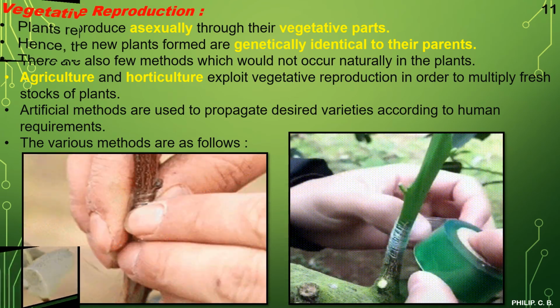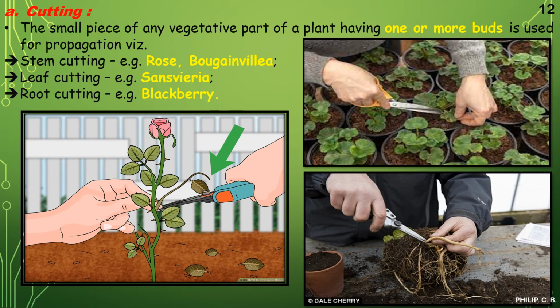Now coming to the individual types, first is cutting. A small piece of any vegetative part of a plant having one or more buds is used for propagation. So in case of cutting, one or more buds are used for the propagation. Again, in that case, you have stem cutting, leaf cutting, root cutting. In case of stem cutting, the most common example being rose, and other than that, bougainvillea.